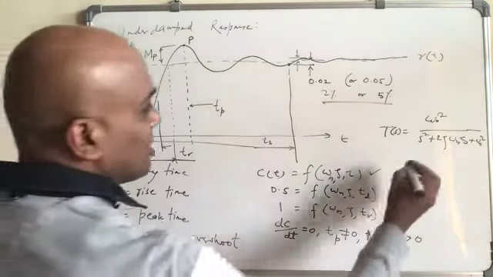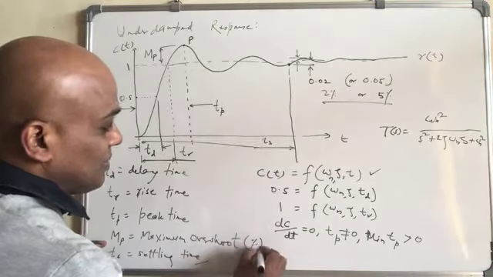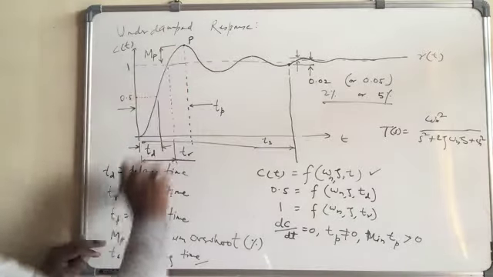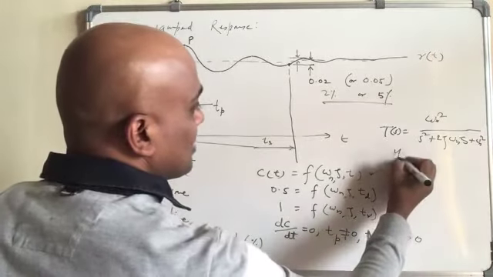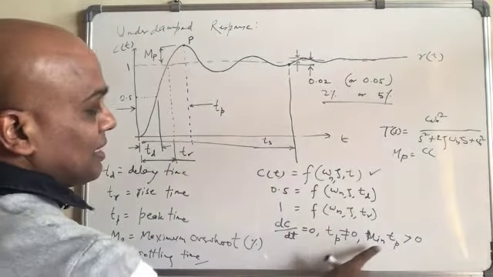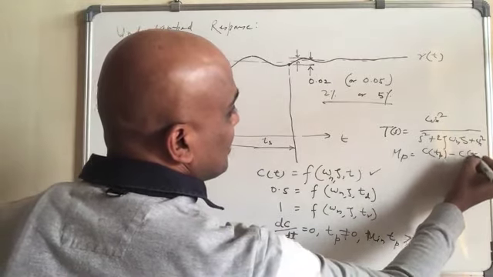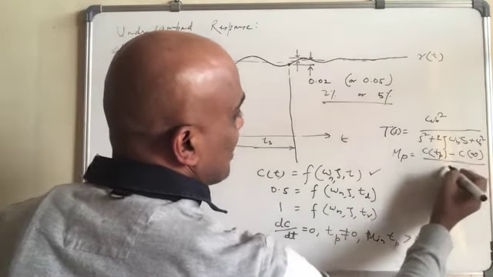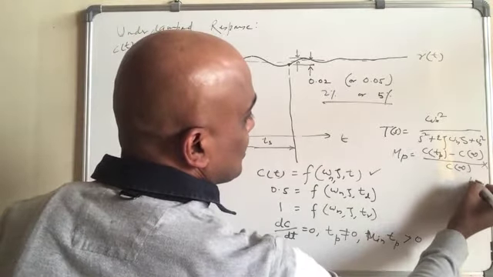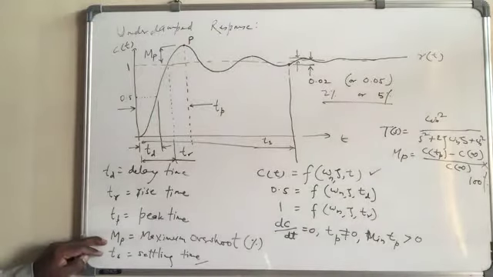Maximum overshoot, how do you find it? Typically you express it in percentage. So MP equals C at t equal to TP minus C at t equal to infinity, divided by C at infinity, multiplied by 100. So you get it in percentage like that.